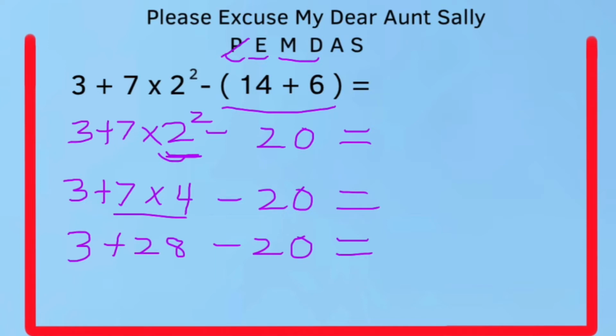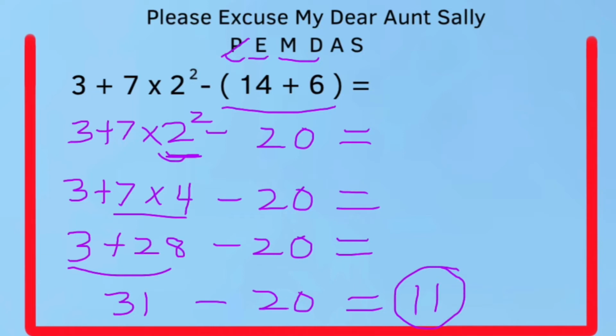So what do I have left? Addition and subtraction. And when I have addition and subtraction, I go from left to right. So let's see what I have here. 3 plus 28 equals 31. 31 minus 20 equals 11. The correct answer is 11.